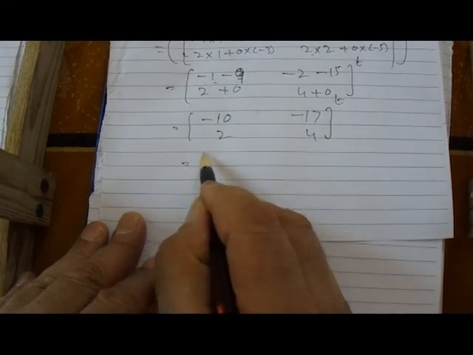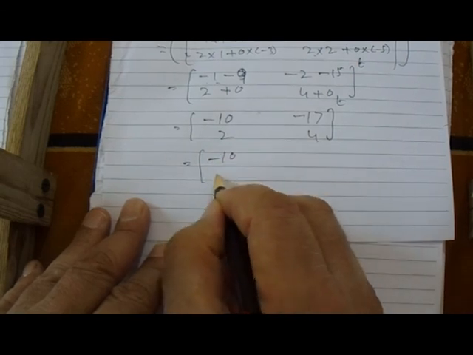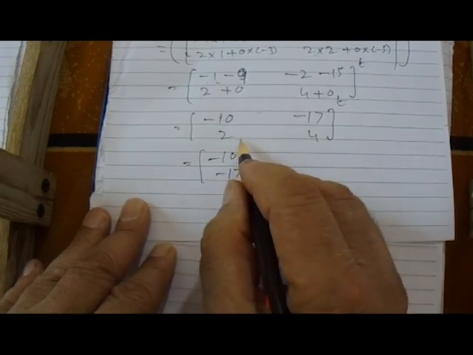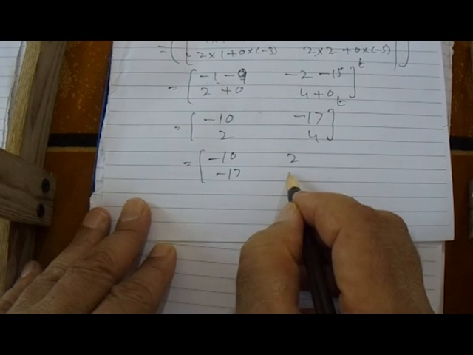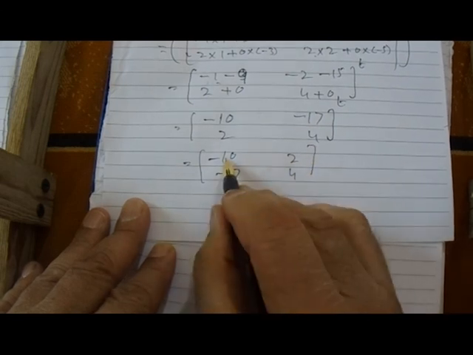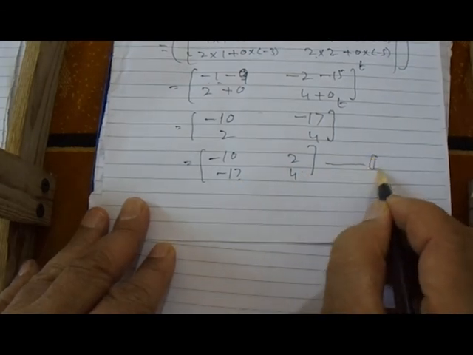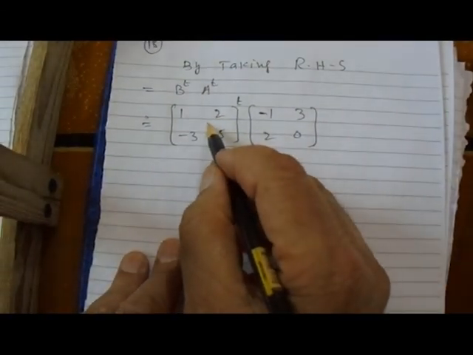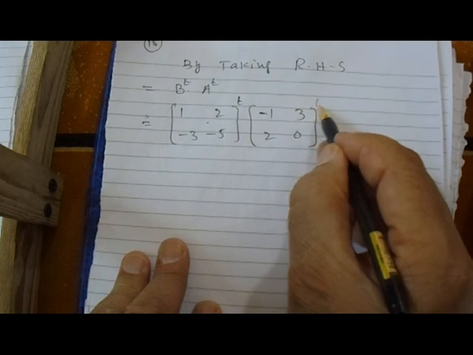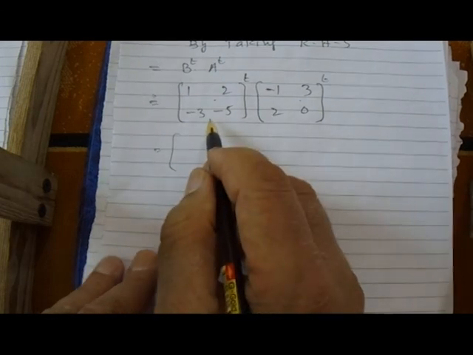Now we take the transpose of this. We take the row and write it as a column: minus 10, minus 17, and the other row becomes a column, 2 and 4. We write this result as minus 10 and 2, minus 17 and 4. Now this is our first result. Now we take the right hand side, B transpose and A transpose. First we will take the transpose and then we will multiply.